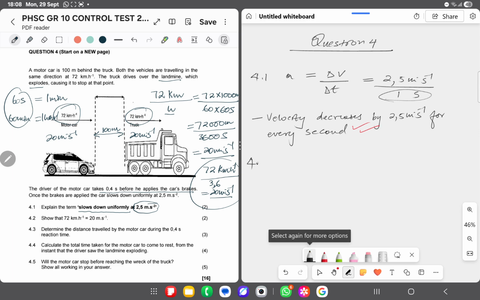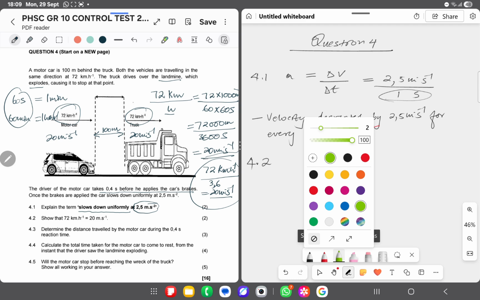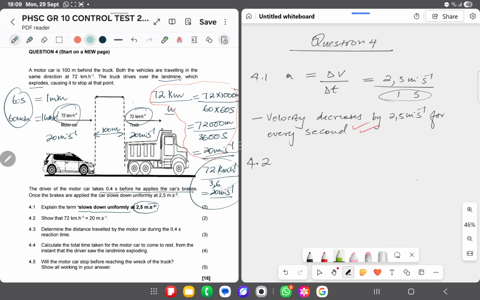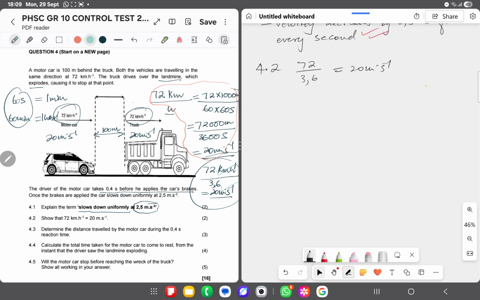Okay, then now let's look at 4.2. Show that the 72 kilometer per hour is equal to 20 meter per second. We have already done that part at the top there. This is one of the options, or it can be option 2, so that will be 2 marks for this. Then we're going to say 72 divided by 3.6, we get 20 meters per second.